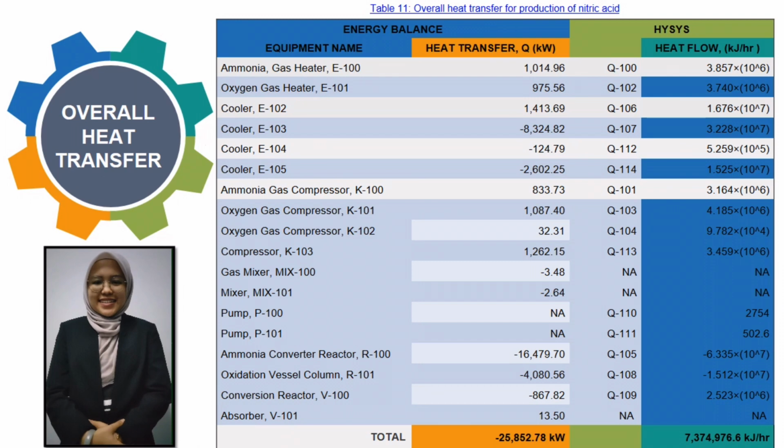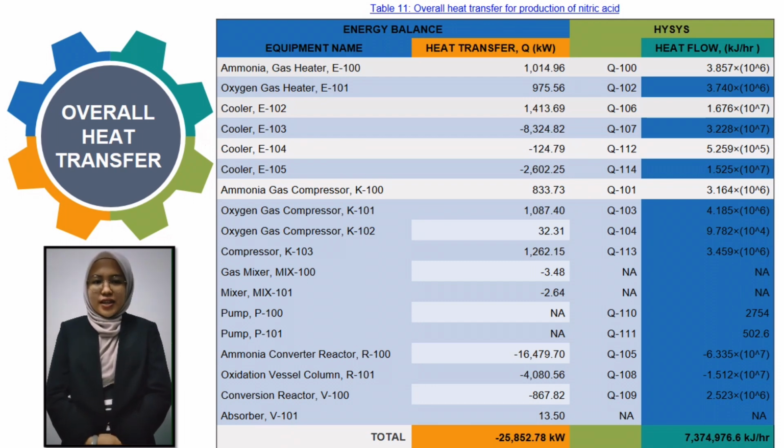Lastly is the overall heat transfer. For the first two main reactors where the oxidation reaction occurs, the heat transfer values from manual calculation and HYSYS are almost the same. The ammonia converter reactor energy balance calculated is negative 16,479 kilowatts, while the HYSYS heat flow is negative 17,597 kilowatts. The oxidation vessel column heat transfer value is negative 4,080 kilowatts, and the HYSYS heat flow is negative 4,200 kilowatts.